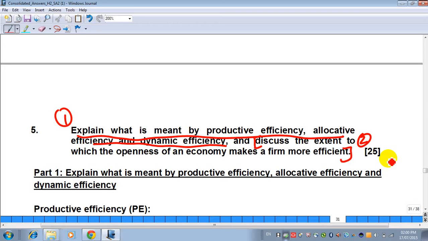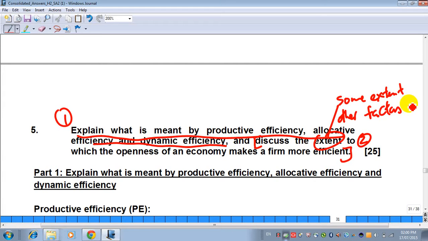And for the second part, I'm going to continue the thinking aloud. Discuss the extent. Usually if you want to say that it's only to some extent, then I think you need to bring in other factors that might also contribute to making firms more efficient. So you may say that yes, to some extent, the openness makes the firm more efficient. No, but it might cause it to become more inefficient instead. That's another way of arguing it, right? Yes, it might cause it to be more efficient. No, it might make it more inefficient instead.